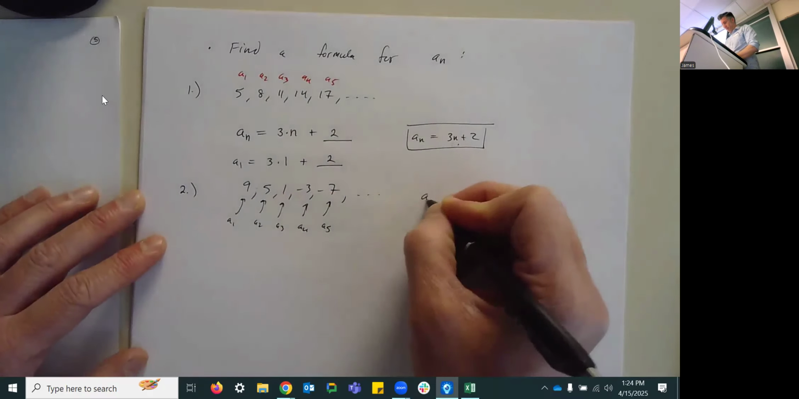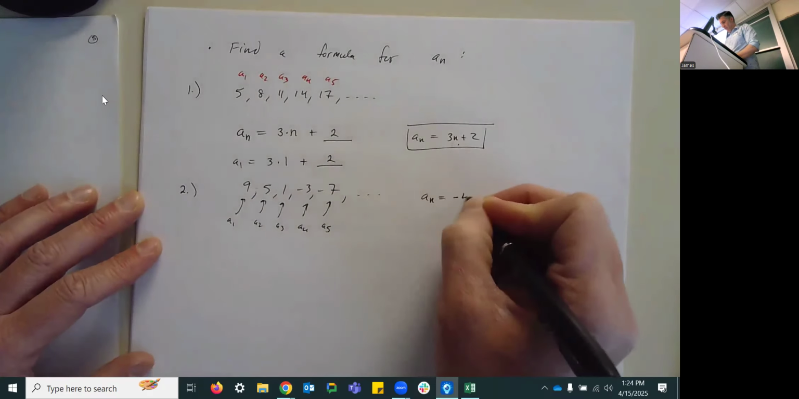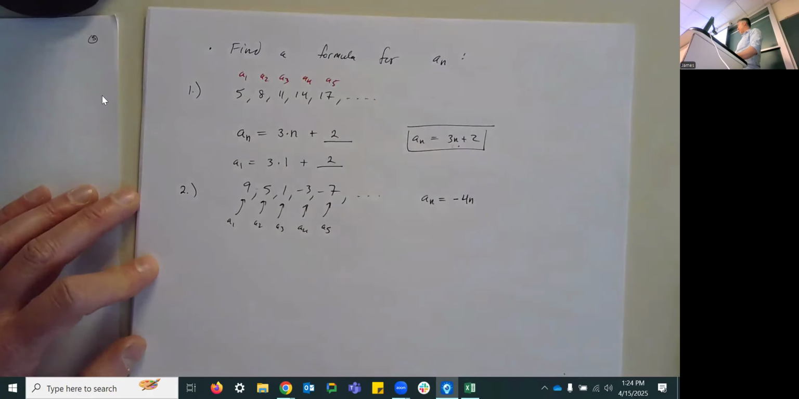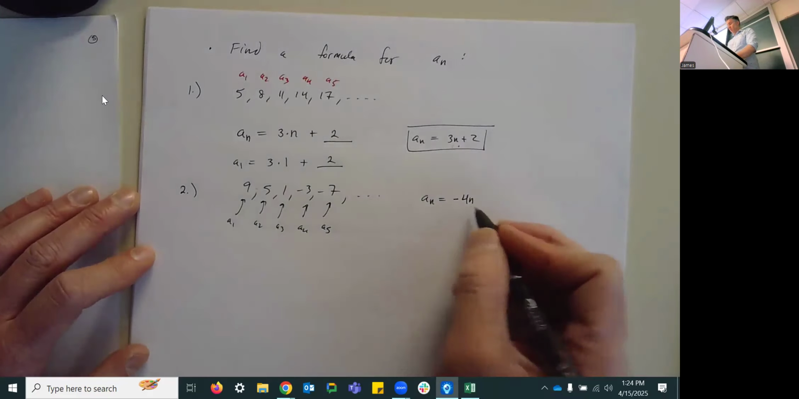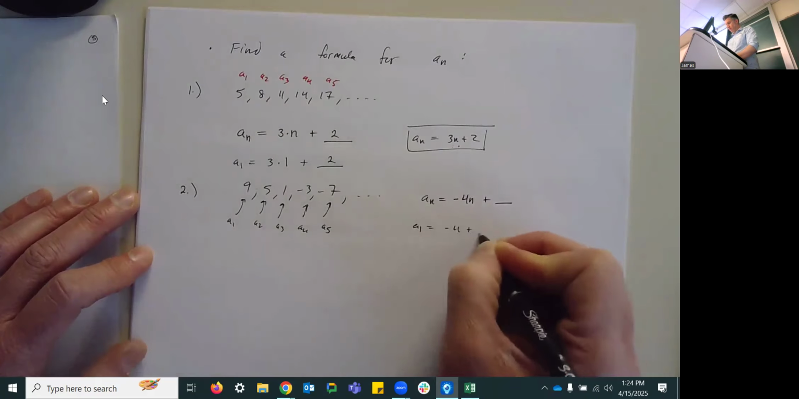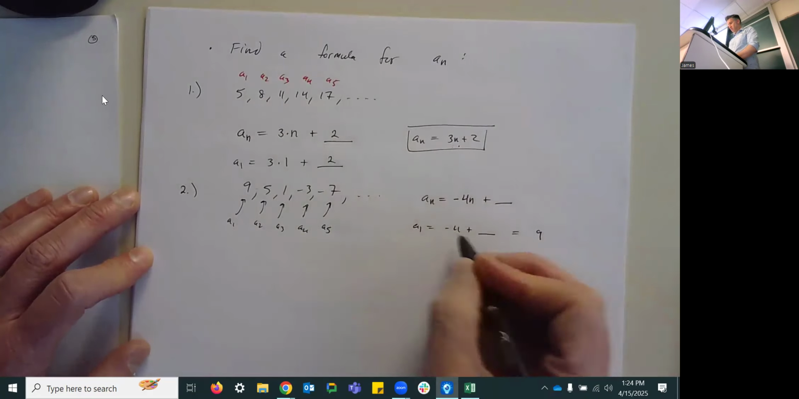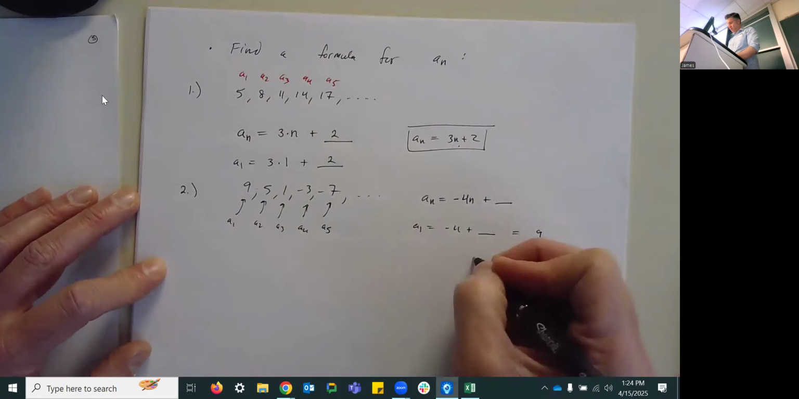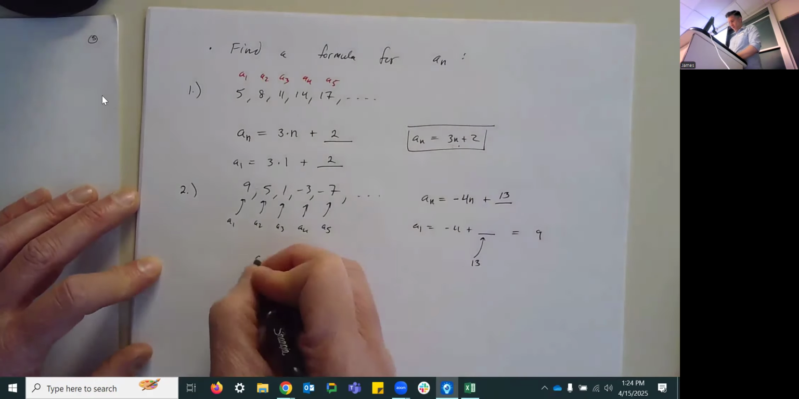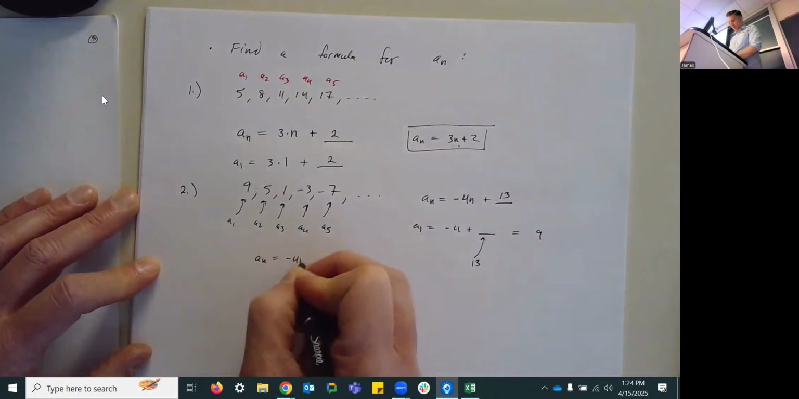Our formula for a sub n is going to be negative 4 times n, and then we have to figure out what we need to add on to get back to the first term. So if we plug in n equal to 1, we see that a sub 1 is negative 4 plus whatever. We want that to be 9. So if we add 4 to both sides, our whatever needs to be 13. So our formula for a sub n is negative 4n plus 13.